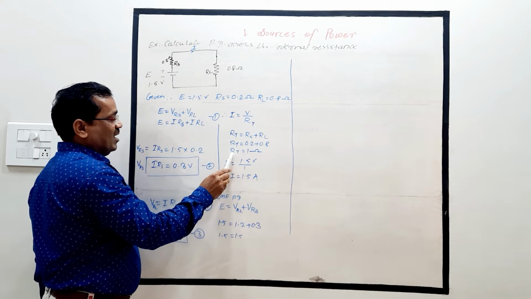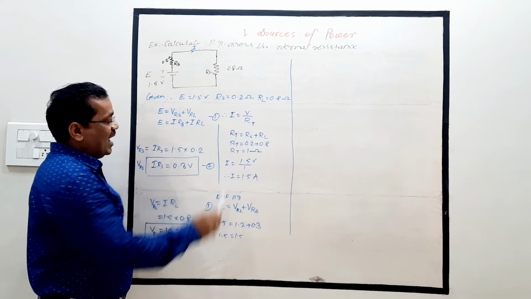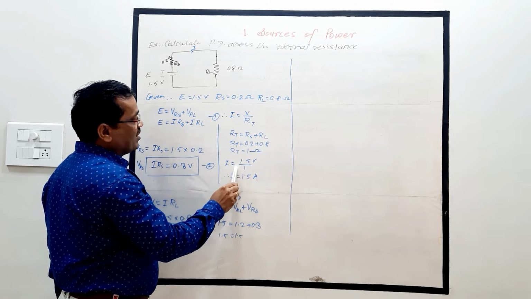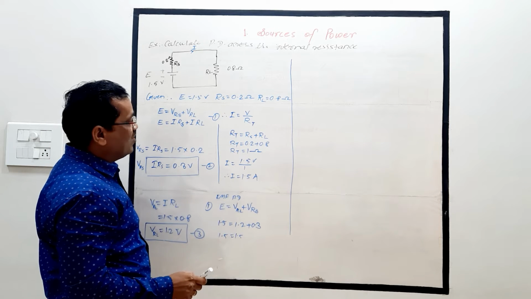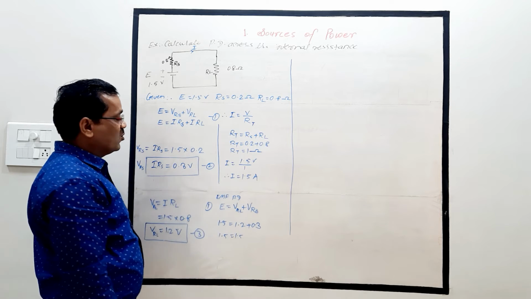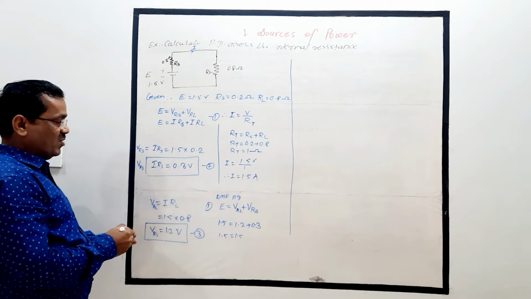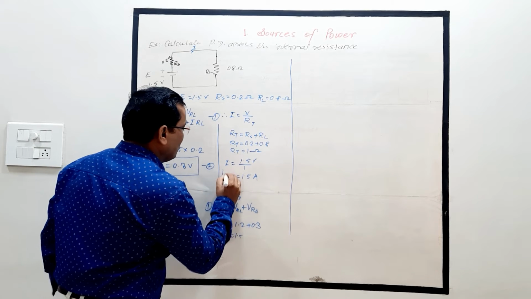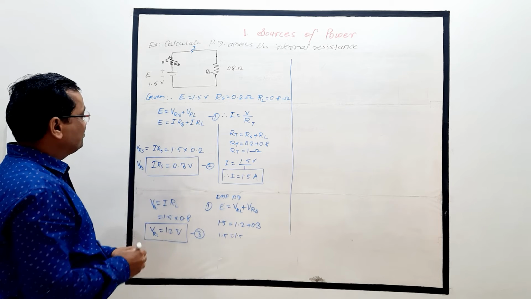Substitute this RT in the equation of current. I is equal to V upon RT, where V is 1.5 volt and RT is 1. So the current flowing through the circuit is 1.5 ampere.